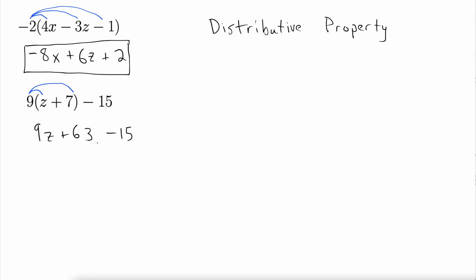Okay, and then remember at the end of these exercises to combine like terms. So we have our like terms here with the 63 and the minus 15. So let's do that. So we have 9z plus, let's see, what is that, 48.